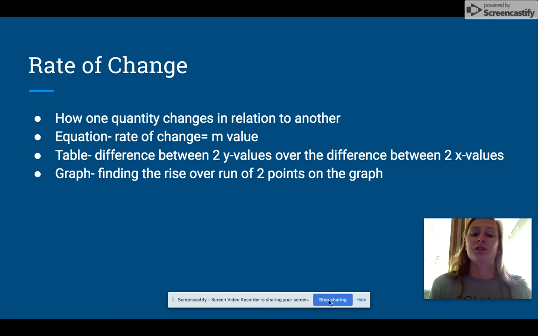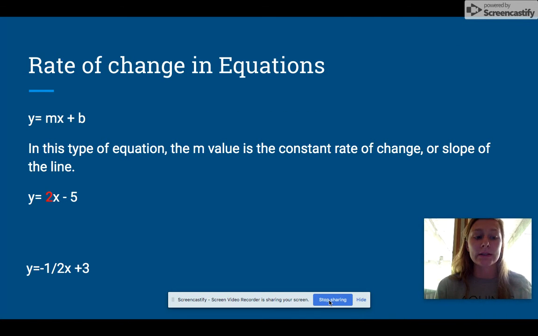So what is the rate of change? The technical definition of the rate of change is how one quantity changes in relation to another. This is also the slope of a line. In an equation, you find this rate of change with the m value. For a table, you find the difference between two of the y values over the distance between two of the x values. On a graph, you just find the rise over run of two points on the graph, and that is your slope or rate of change. For today, we are going to focus on rate of change in equations.